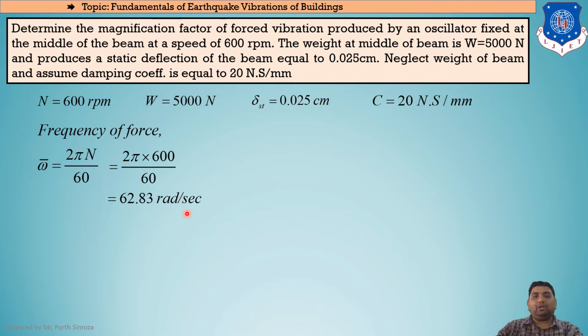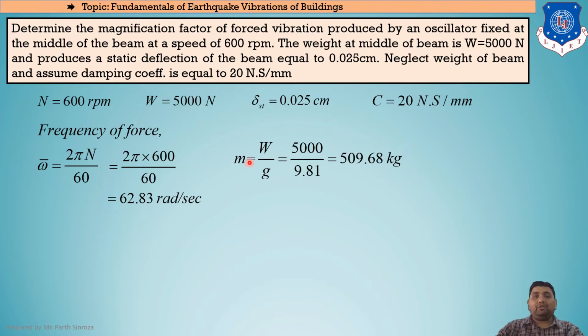Now after finding the value of omega dash, we will find the value of our omega. Omega is equal to under root k by m. Clear? Omega is equal to under root k by m. So we need to find the value of our mass and stiffness.